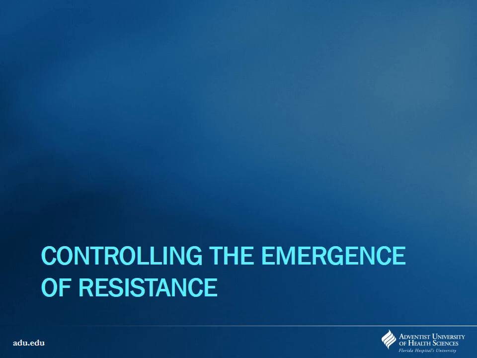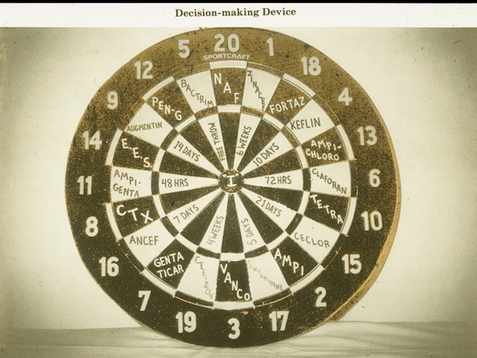Okay, so how can we control the emergence of resistance is really going to be important, because you guys are going to be prescribers, so you want to make sure you're doing the right thing. Don't do this. You just throw something at the wall and hope it sticks. No, that's the old way to do it. We're not going to do that anymore.